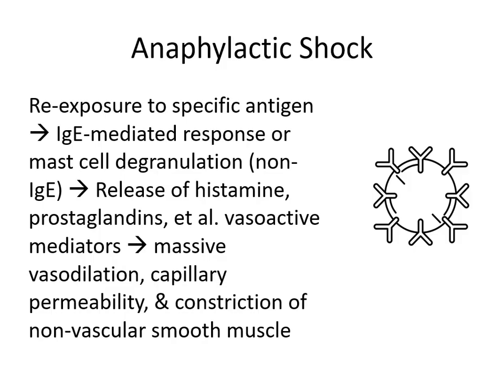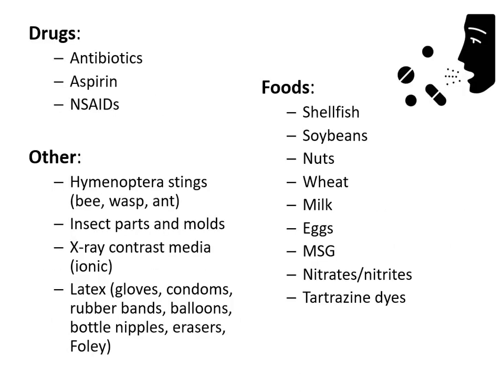In anaphylactic shock, re-exposure to a specific antigen results in an IgE-mediated response or mast cell degranulation, which is non-IgE related, resulting in the release of histamine, prostaglandins, and other vasoactive mediators. These result in massive vasodilation, capillary permeability, and constriction of non-vascular smooth muscle. Here I've listed some very common causes of anaphylactic shock. Note that this is not a full list, as any form of re-exposure can potentially lead to anaphylactic shock.